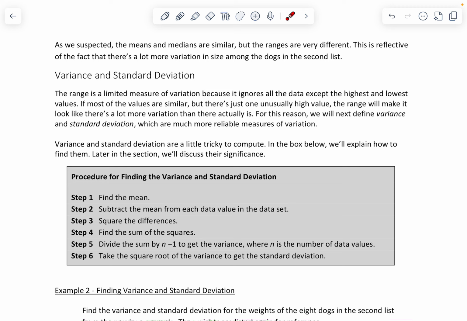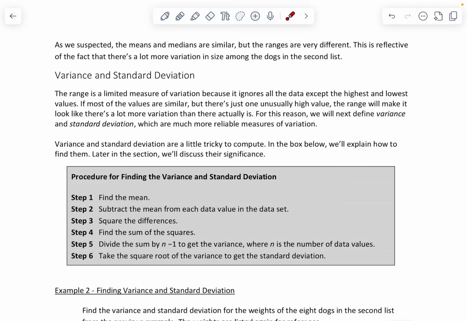For this reason, we will next define variance and standard deviation, which are much more reliable measures of variation because they incorporate all the values in the dataset, not just the smallest and largest values. Variance and standard deviation are a little tricky to compute. In the box below, we will explain how to find them. And then later in the section, we will discuss their significance.